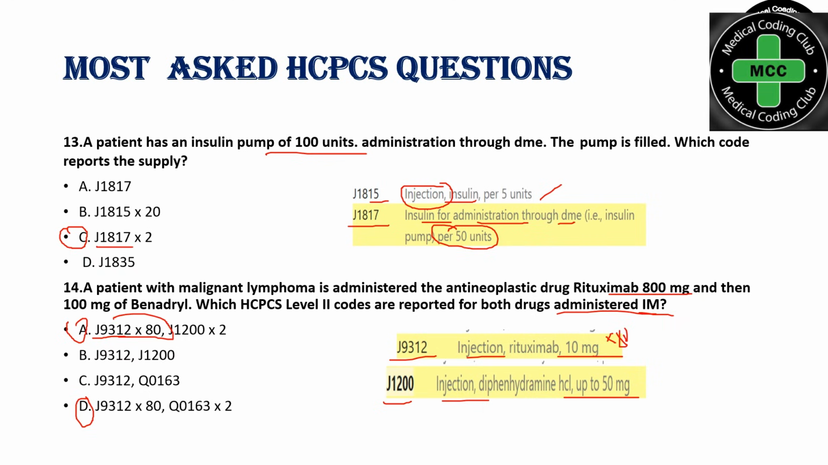And J1200 is up to 50 mg. They have given 100 mg, 50 plus 50, so J1200 with units 2. Option D has Q0163, which is an oral drug. But in our question both drugs are given intramuscularly, which means injection. So we need to select answer A. Option A is correct.